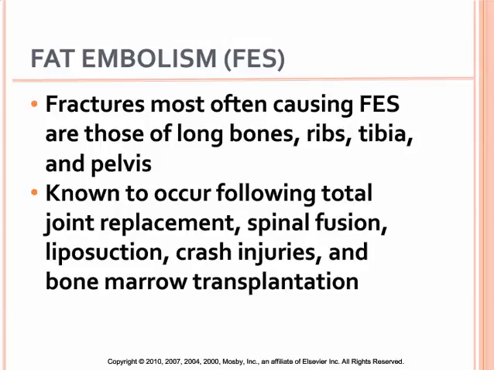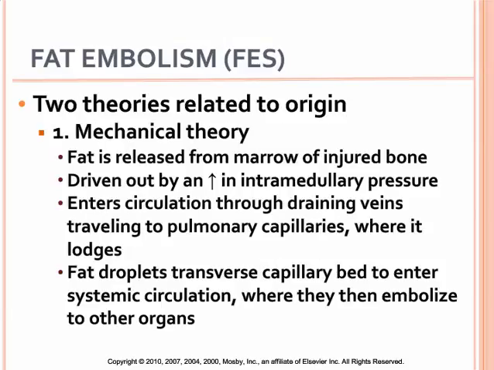There are two theories of how fat embolism originates. The mechanical theory is that the fat is released from the marrow of the injured bone or being driven out by an increase in the intramedullary pressure, and it enters the circulation through draining veins and travels to the pulmonary capillaries where it lodges. And the fat droplets go across the capillary bed to enter the systemic circulation where they then embolize to other organs.